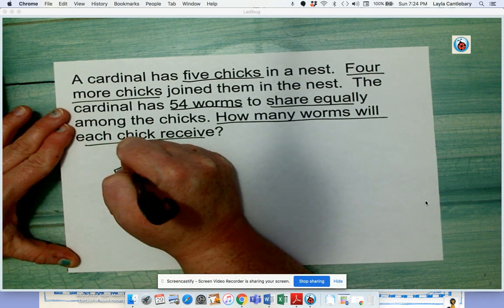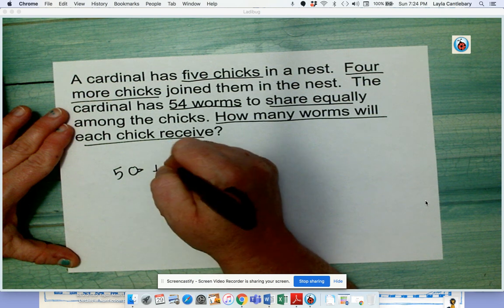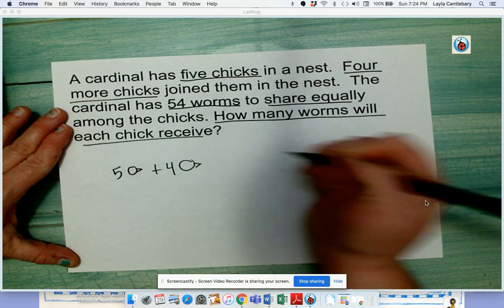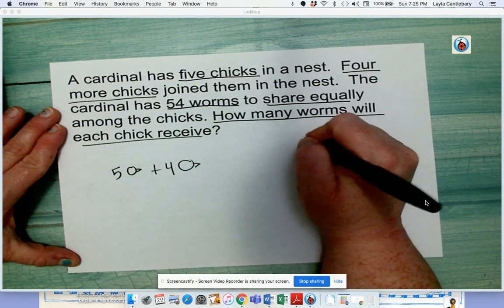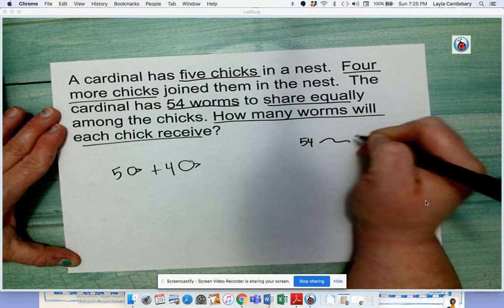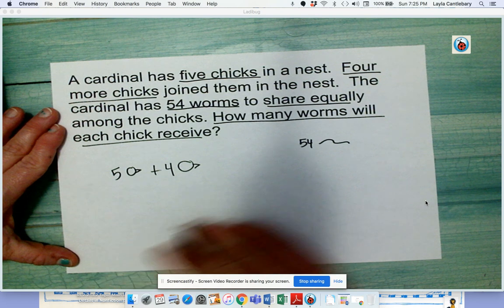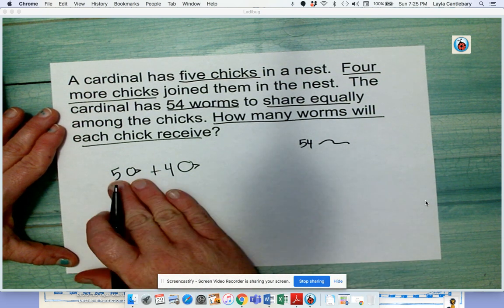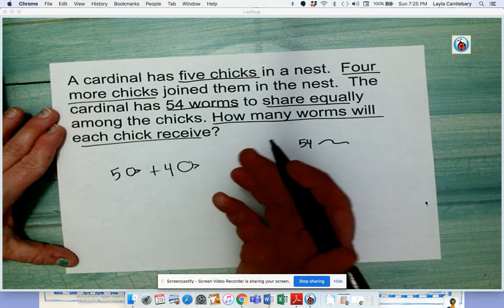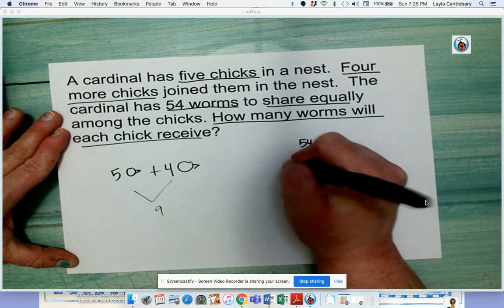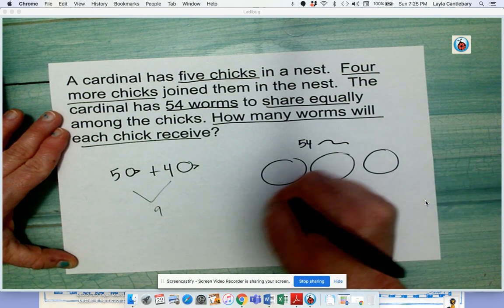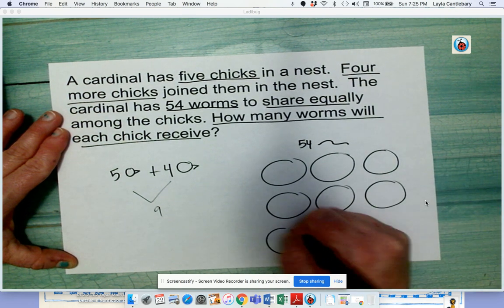5 chicks, plus 4 chicks, because they got more, right? And then our next part was 54 worms. And we're going to share it equally among the chicks. So I've got to give out those worms equally. So now I'm going to create my plan, which is to add, well, this is easy. That's just 9. So I know 1, 2, 3, 4, 5, 6, 7, 8, 9.